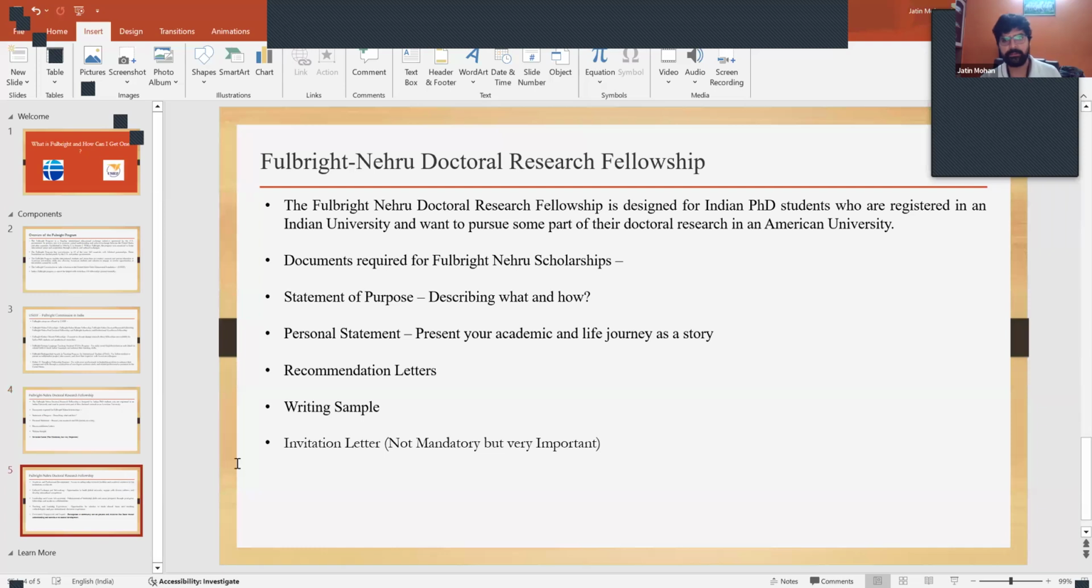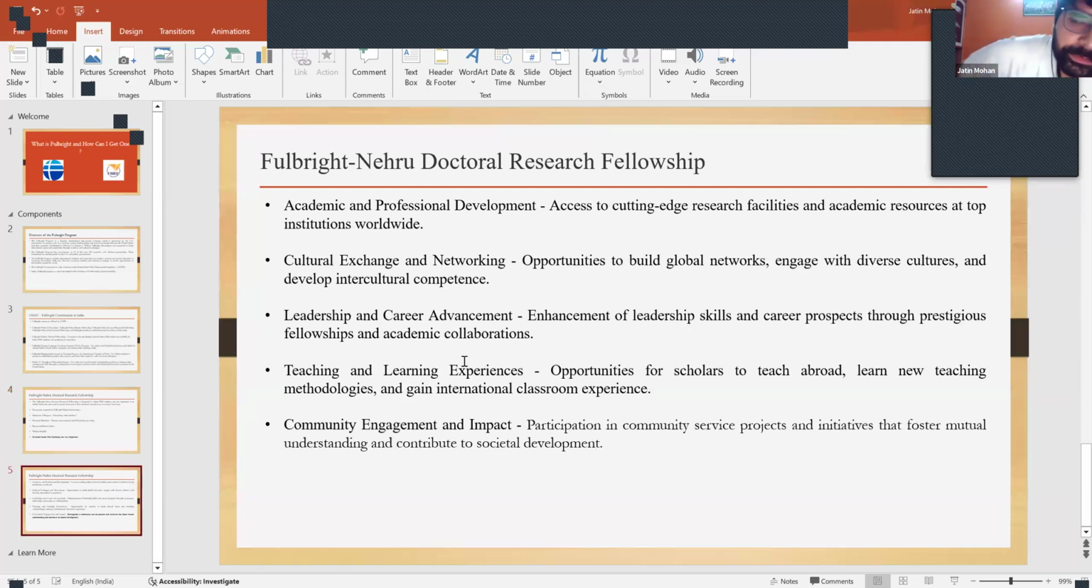So that's the last slide. What it gives you, again very briefly, is academic and professional development. You meet people from all around the world. You work under bright minds, really smart people from all around the world. It gives you cultural exchange and networking. To be honest, if I had a world map, I could point my finger to any country and say, I know someone from there. I have met someone from there. It's all because of Fulbright. I'm part of this massive Fulbright community all around the world.